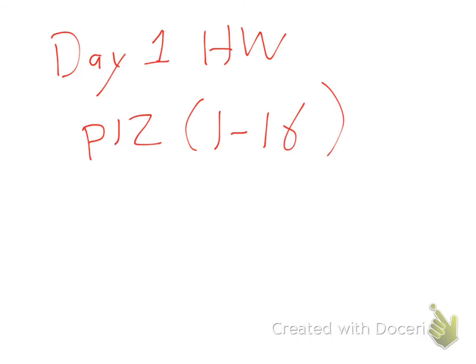So, day 1, your homework is page 12, 1 through 16. The first group of homework is just identifying what property, commutative, associative, those types of things. Next one is use the properties of real numbers to write the expression without parentheses. Not too bad. And then the last one is adding, subtracting fractions. Make sure you use your order of operations.